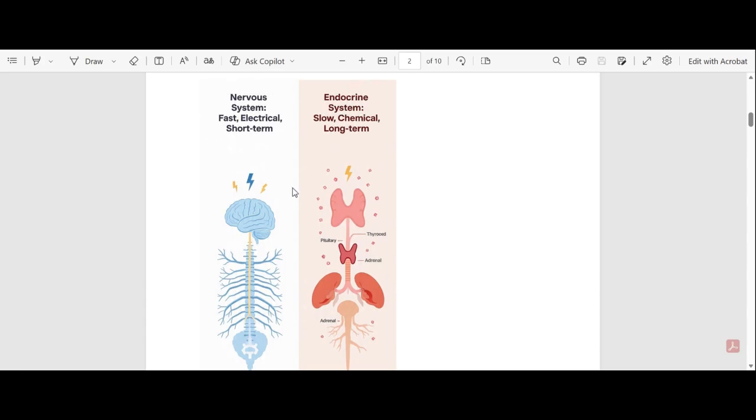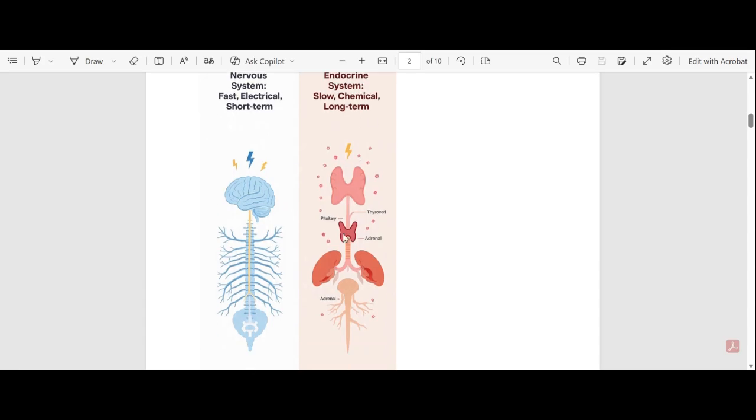So when it comes to the endocrine system, look at the endocrine system. The endocrine system is just a system of glands, right? As you can see here, this is the thyroid gland, pituitary gland, adrenal gland, right? So it's just a system of glands, even though they're not in order in this picture, that are working together, right?